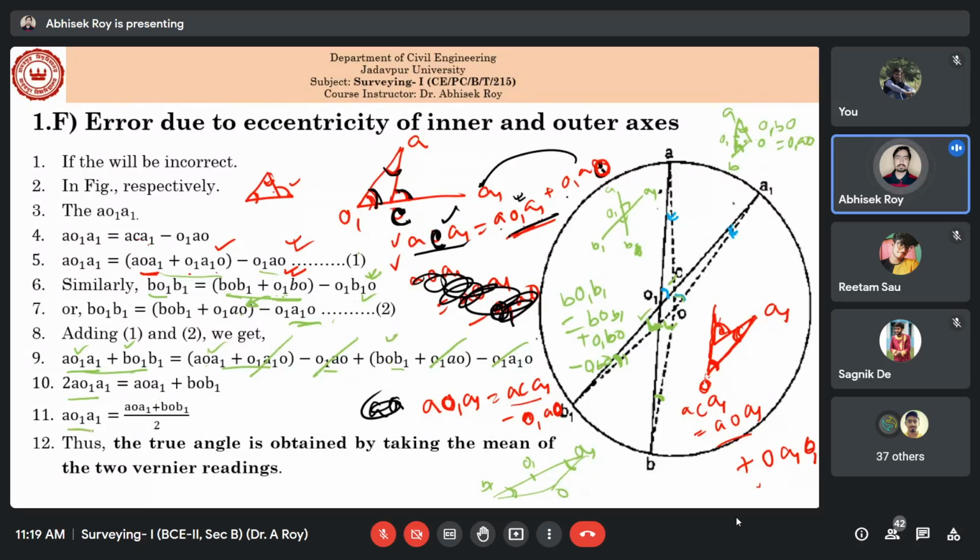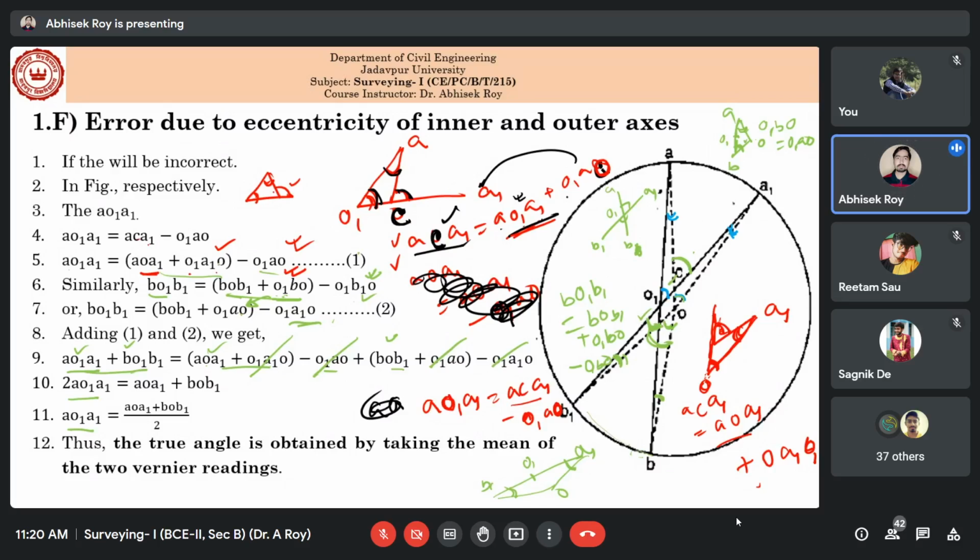So ultimately A1A1 will be the average of these two, and that's why we always take both the verniers' readings. OB1 is basically vernier B's reading, and A1 is basically vernier A's reading. So we take the average of both the verniers and tell that this is our data. So ultimately the error of the eccentricity of these two axes can be removed by these two verniers.